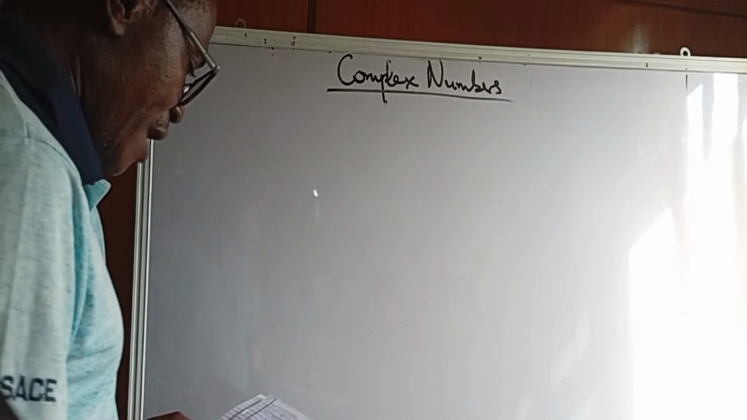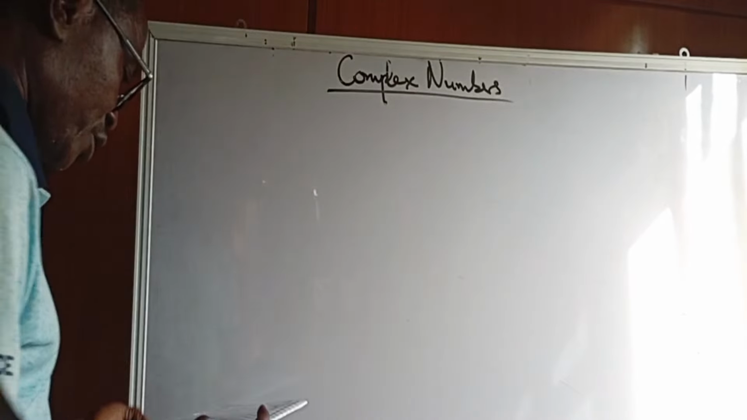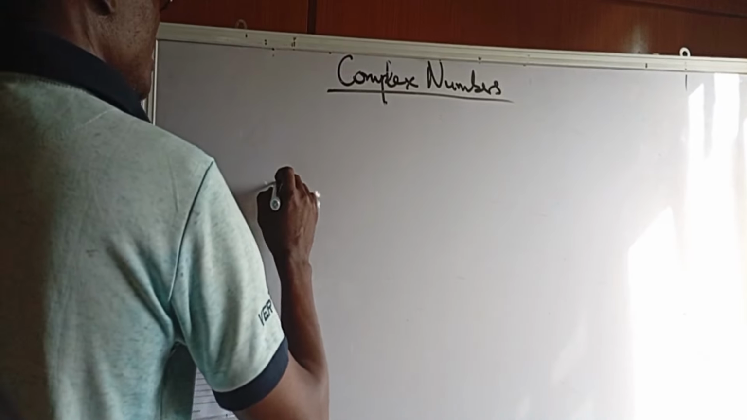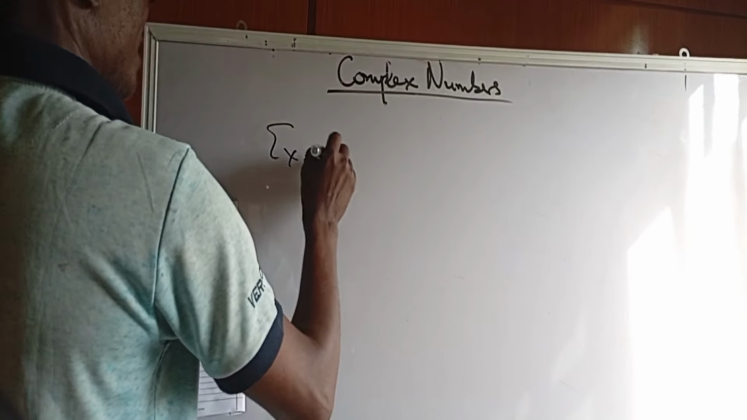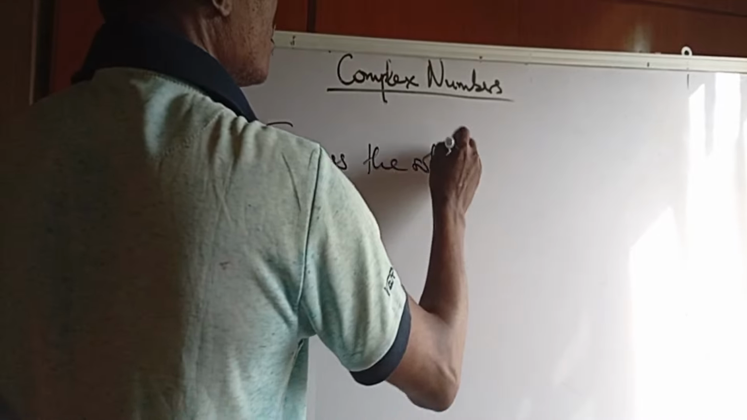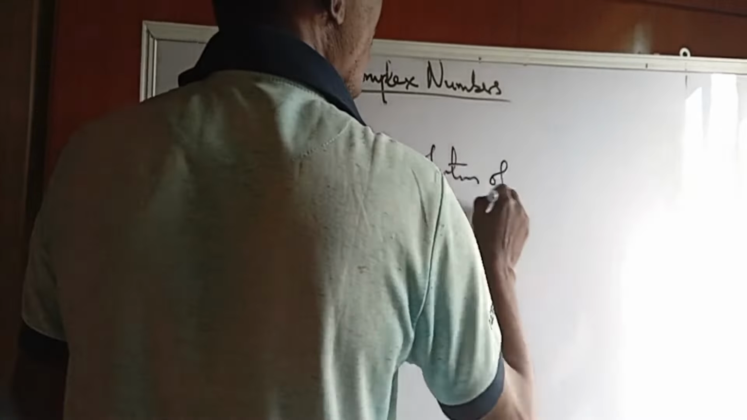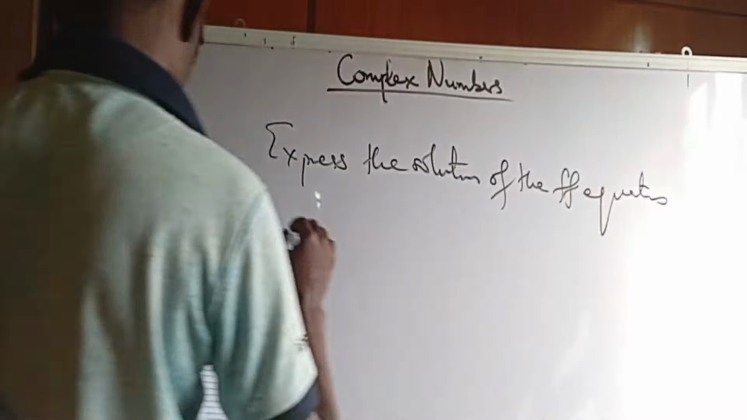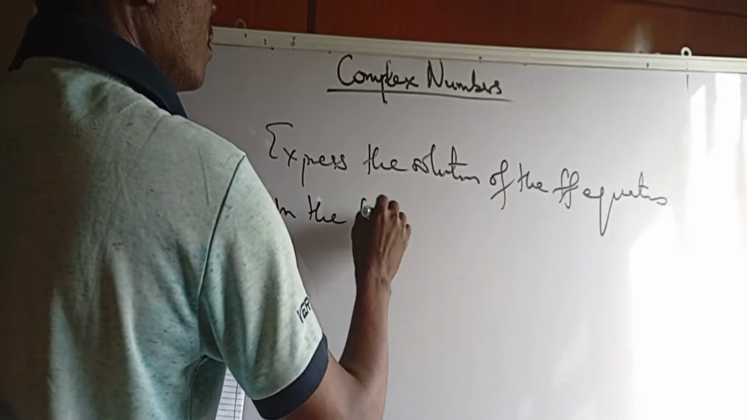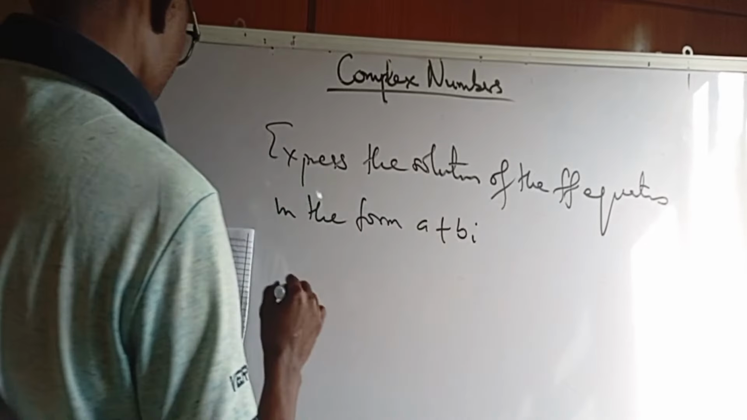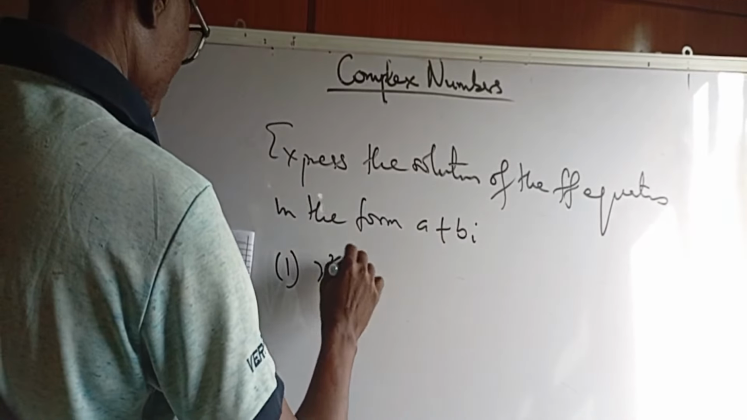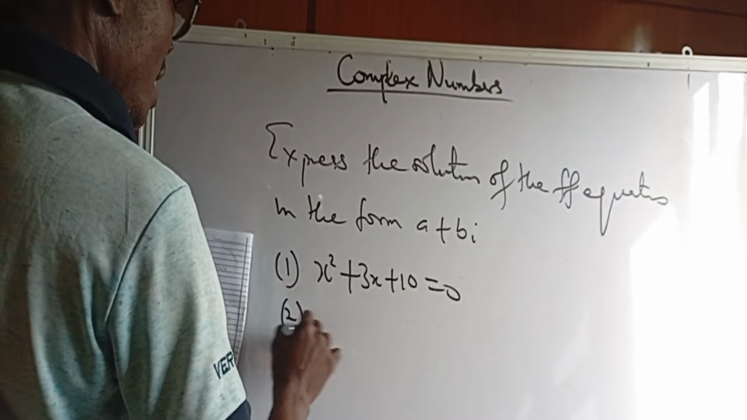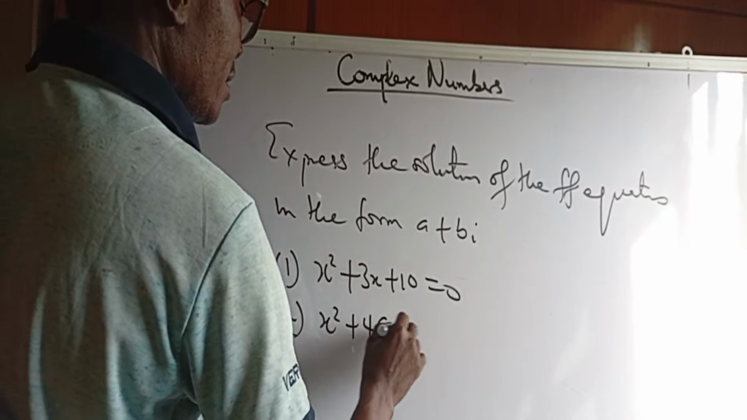So for now, I don't really have much questions. I want to do revision on what I've taught you, but I want you to express the solution, just the first example of the following equations in the form a plus bi. What are the equations? 1, x squared plus 3x plus 10 equals 0. 2, x squared plus 49 equals 0.